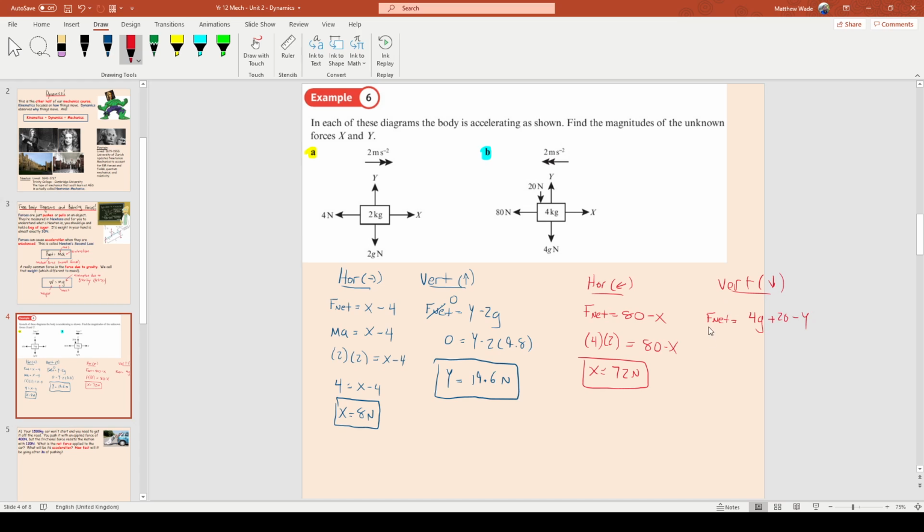Now it's not accelerating up and down because there's no vertical acceleration, only 2 horizontally. Switch that out for 0. 0 equals 4 times 9.8 plus 20 minus y, which means no more marks anymore. You don't get marks for algebra manipulation. 4 times 9.8 plus 20 all in one go to cheat is 59.2. So y equals 59.2 newtons. Like a boss, buddies. Cool beans?